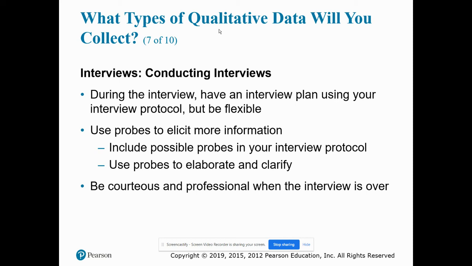Okay, so during the interview, you'll have an interview plan that you use, your interview protocol, but you can be flexible. You can go off of it a little bit. That's okay. Now, whenever you're interviewing somebody and they aren't giving you enough information, maybe answering too short, you can come with probes that can help get more information out of your interviewee. So include that in your protocol. Those are possible probes that you could use to get elaboration and clarification. And always be courteous and professional when the interview is over.